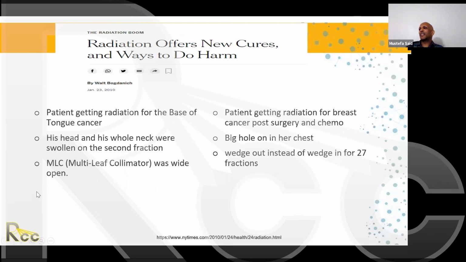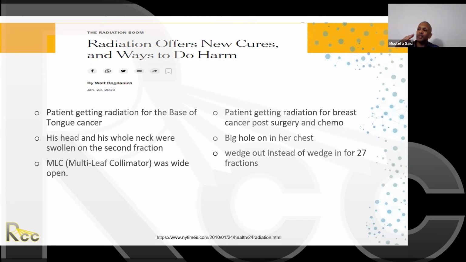And let's go to the second case. A patient getting radiation for breast cancer, post-surgery and chemo. Big hole in her chest. When she was complaining to a therapist that she was having itching and stuff, I told her, don't worry, you put some cream on it, you'll be okay. I don't know, the whole story wasn't out. I don't know how the doctor was involved, but what happened was the wedge was out instead of wedge in. Think about it, wedge out instead of wedge in.